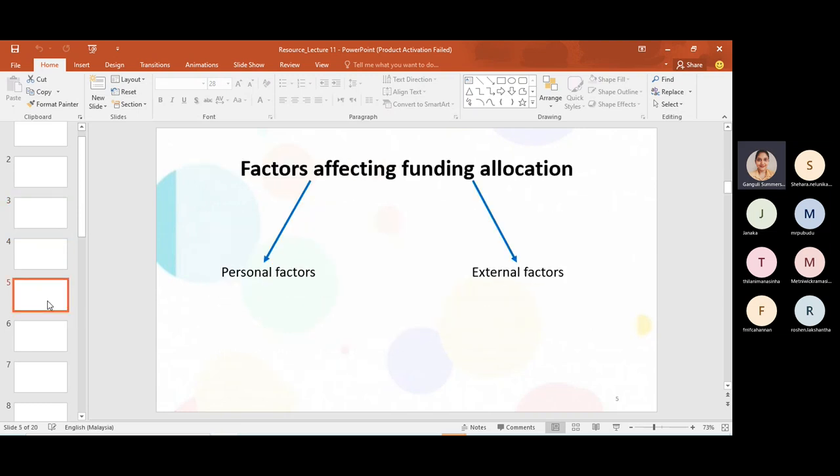Okay, so now we are going to start talking about our next topic, which is factors affecting funding allocation. In one of our previous lectures, we discussed sources of funds, right? Share capital, if you guys can remember. So can someone tell me the sources of funds as you remember? Like one or two or three sources of funds from that lecture? You can check the lecture note as well if you want.